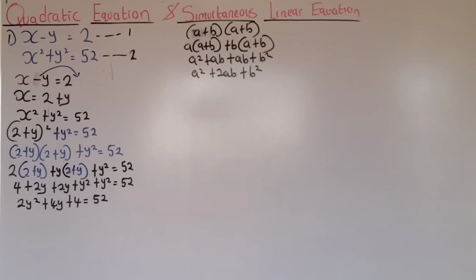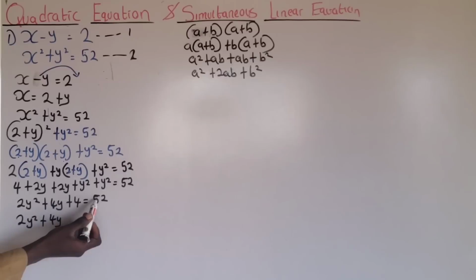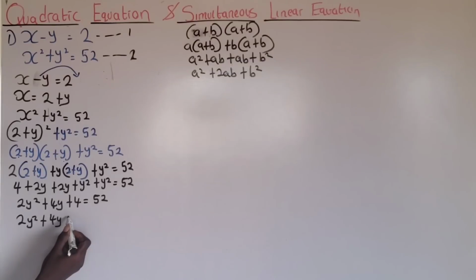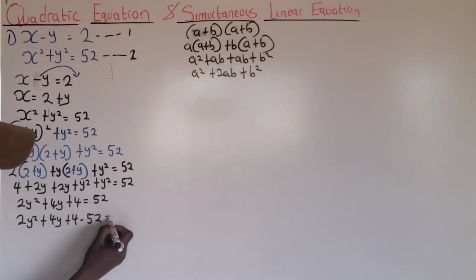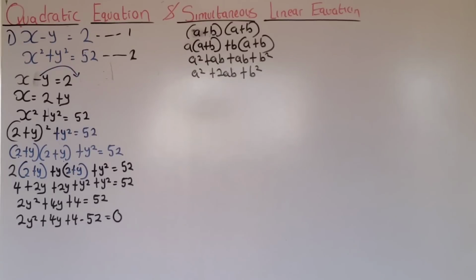Okay? Now, you can see that we have a quadratic equation now. Let us proceed. Here, I'm going to have 2y squared plus 4y. Now, I'm going to move this 52 to the left-hand side of the equation. So, I'm going to have plus 4y plus 4 minus 52. Because if the 52 crosses the equals to sign, the sign is going to change to a negative number. That will be equals to 0.